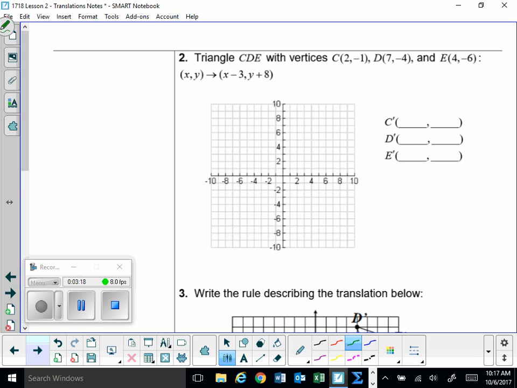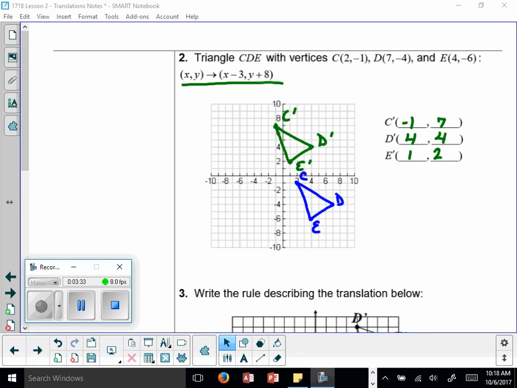All right, I want you to pause the video and try number 2 on your own. Take a look at this transformation. Where are you going to go, left or right? And are you going to go up or down? All right, take a minute to check your work. You should have moved 3 to the left and then 8 up for each point. Labeled them, drawn in the triangle, and listed the ordered pairs to the side.